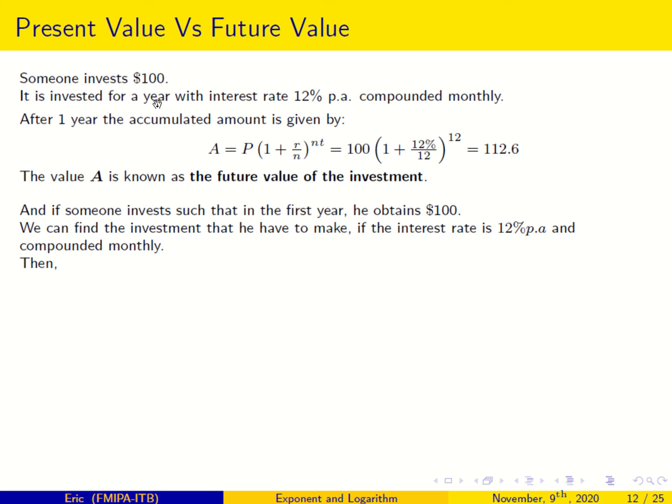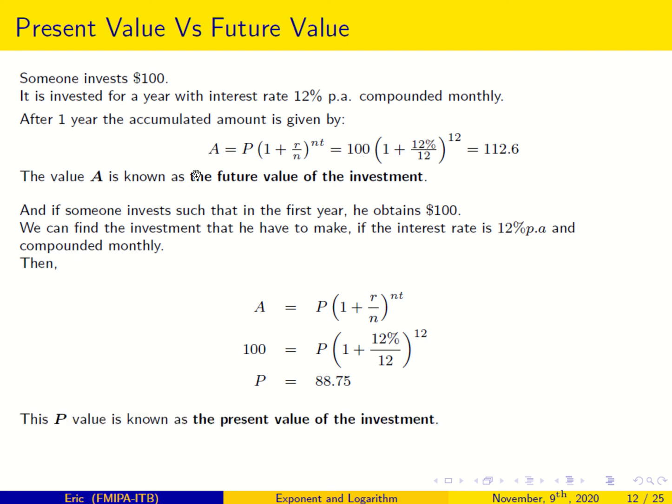And if someone invests such that in the first year he obtained $100, how much does he have to invest if he wants $100 in 1 year? In 1 year, the accumulated amount must be 100. What is the principal here? It is 88.75. So you have to invest this amount of money and leave it a year, and in a year you will have $100. Okay, this P we usually call the present value of the investment. The investment, I mean the one-time investment.